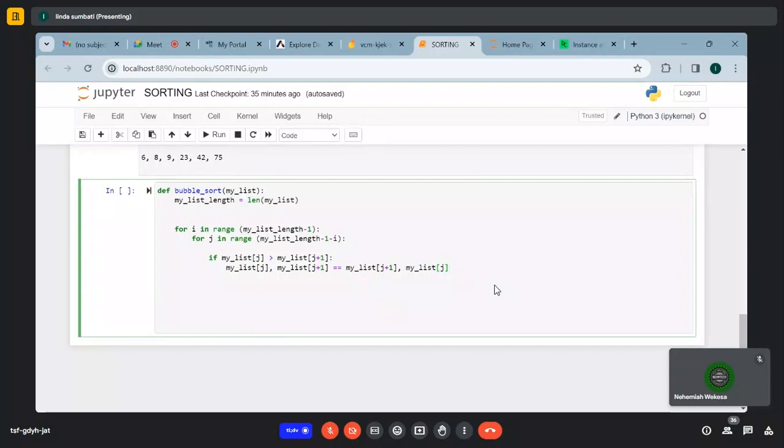So, if I may, I like to read this in plain English. Let's start from that first iteration: for elements in the range of my list. Okay, so my list length is the length of my list. For each element in the range of my list length, that is the length of my list. Now, for each position in this range, that's second.